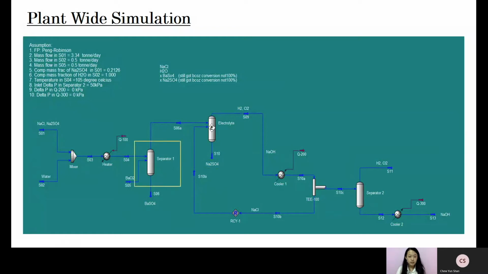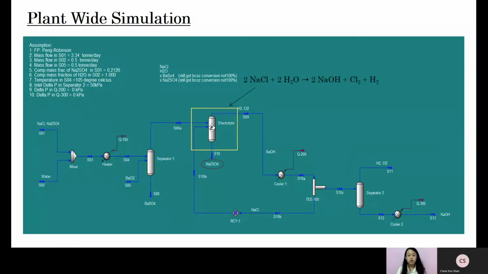For the separator, the barium chloride is introduced in these reactions. It is used to precipitate the barium sulfate. The equation in this reaction is sodium sulfate plus barium chloride produces sodium chloride plus barium sulfate. After that, it will go to the electrolyzer. The electrolyzer is used to produce sodium hydroxide, and the sodium sulfate is produced as a byproduct in these reactions. So the equation in the electrolyzer is sodium chloride plus water will produce sodium hydroxide, chlorine, and hydrogen.